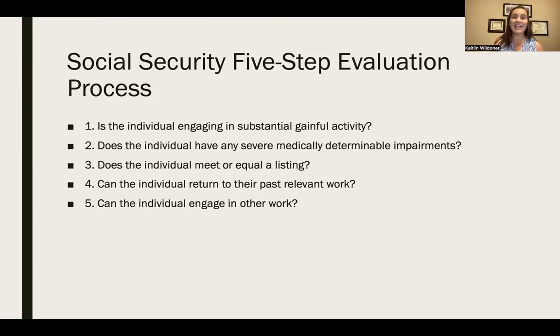If you cannot return to your past work, Social Security will then move to step 5, which is to say, can you engage in any other work? Again, they do that by looking at your RFC, your age, your education, your past work, any transferable skills you might have from that work or education, and say, is there any job that exists in the national economy that you could perform? Okay, if you can engage in other work, then you're found not disabled. If there is no other work that you can engage in, then you are found not disabled.